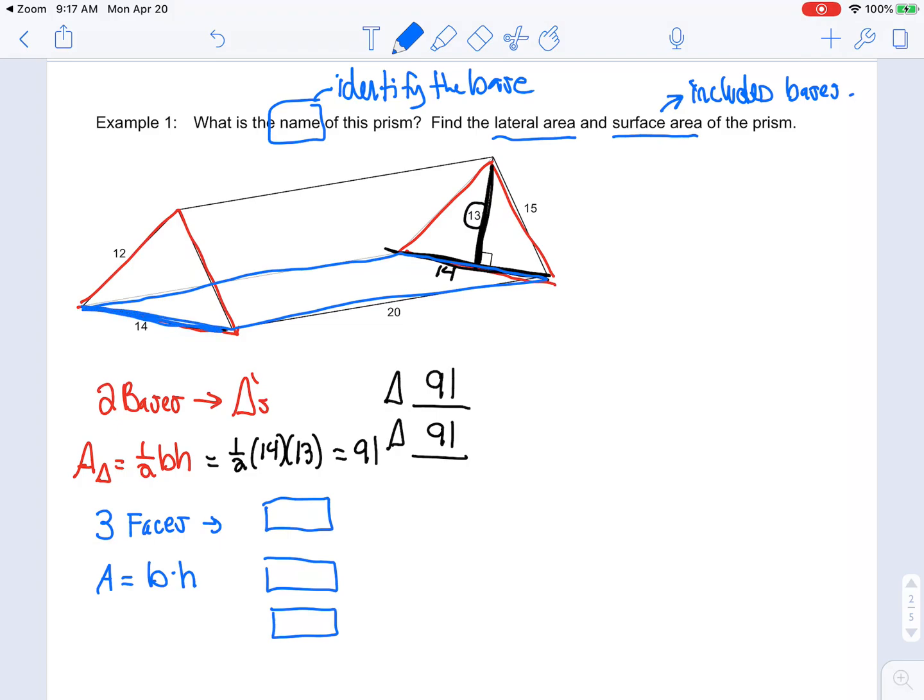This one, we need to figure out what the base and the height are. And if we look carefully, we can see that the length here is 14, and this width here is 20. So our base and height of this first one is 14 times 20, which means the area of this first rectangle is going to be 280.